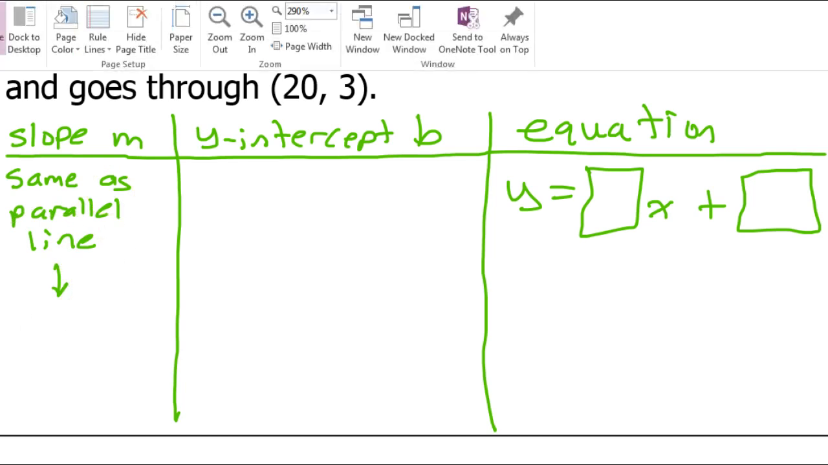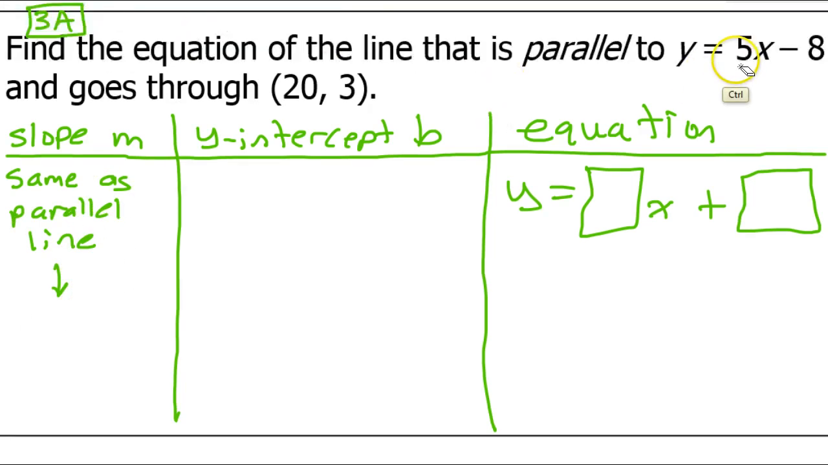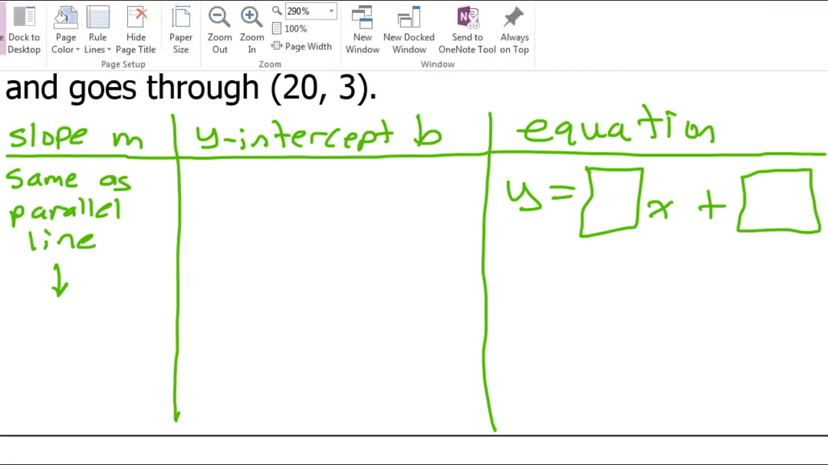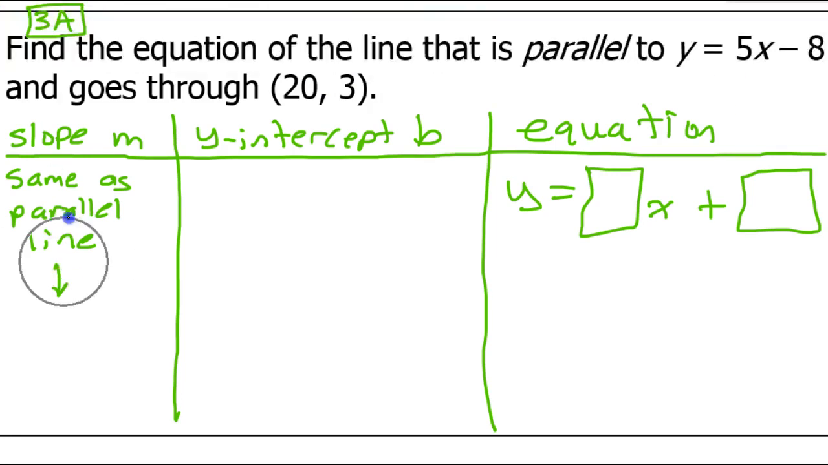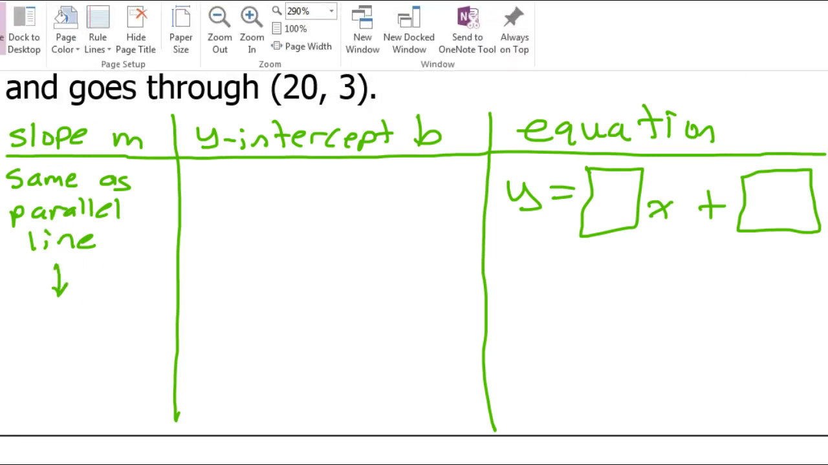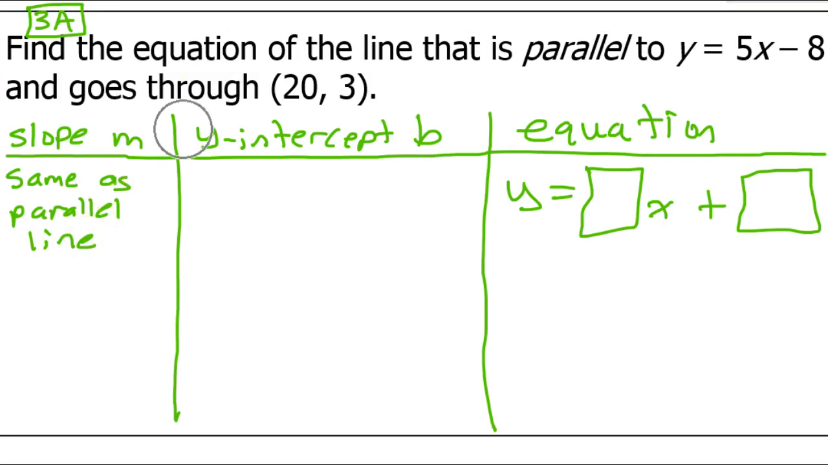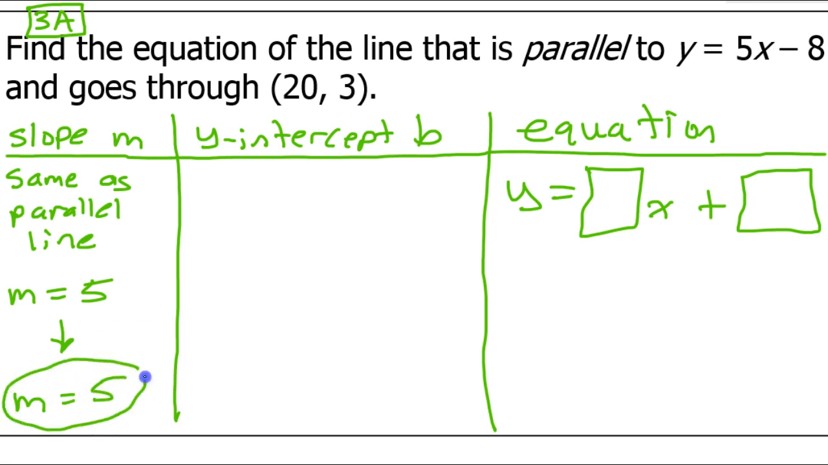Okay, so the parallel line has slope 5. Maybe I'll do it this way. All right, the parallel line has slope 5. So the slope I'm actually going to use is going to be 5, because parallel lines have the same slope.